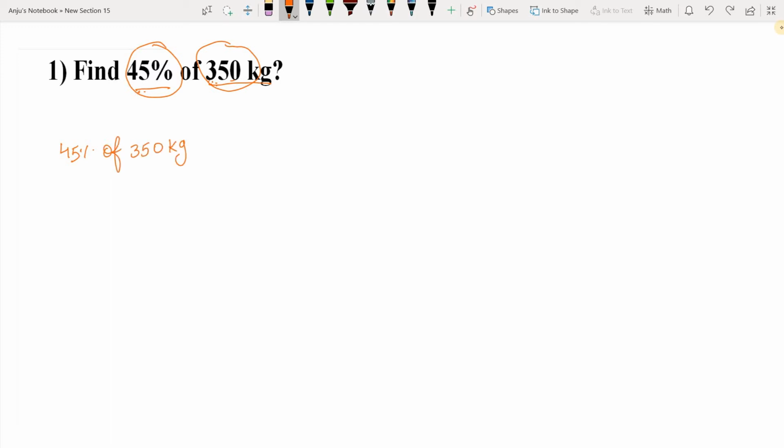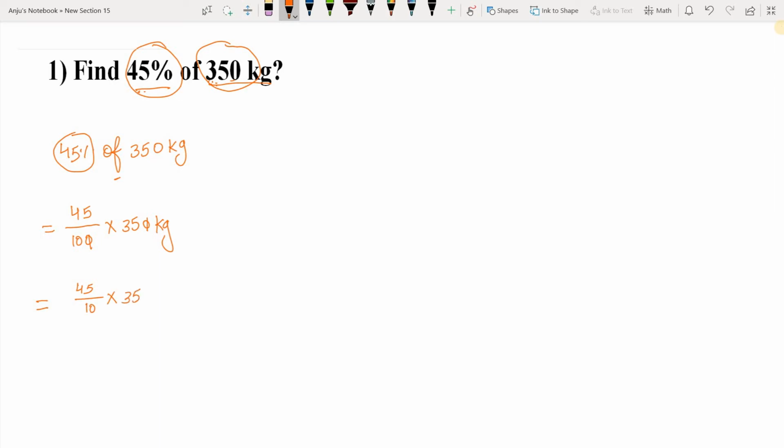Students, firstly we convert the given percentage, which is 45%, into fraction. So let's write 45% into a fraction. So 45 upon 100, because we know that percent means 1 upon 100. So we write 100, and in the place of of we write multiply, and then we write 350 kg. Now let us reduce it. So 0 से 0 reduce हो जाएगा. Now here we have 45 upon 10 into 35.